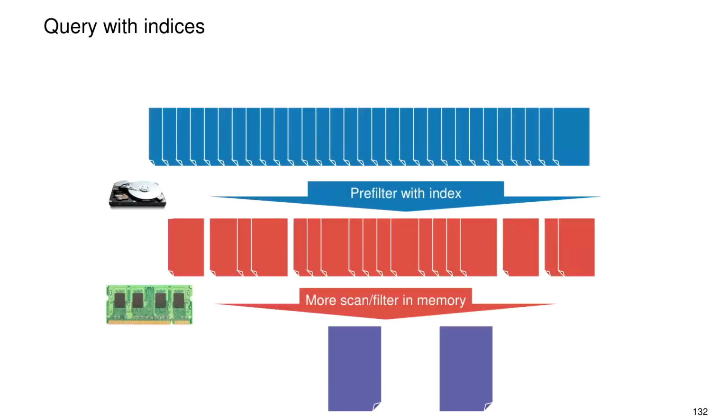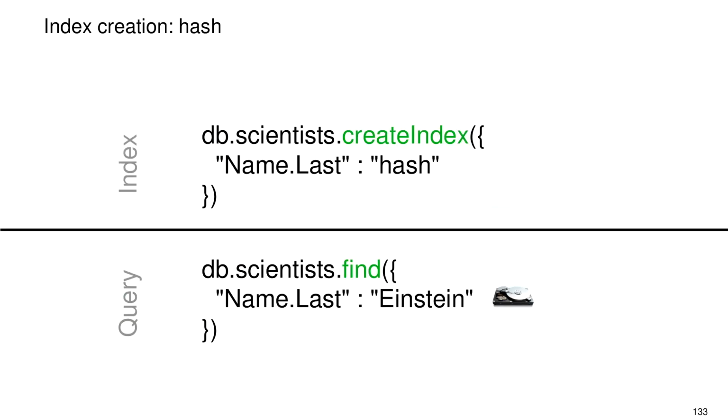And so the idea is that, let me show you concretely. If you have this index right here that you create, so you say db.scientists.createIndex name.last hash, and then you wait for a couple of hours or a couple of minutes, depending on the size of your collection. And then you say, find name.last Einstein. That's going to take 2 milliseconds. That's the idea, because we have the index. And all it took was this createIndex command over there. That's all it took to get the index.